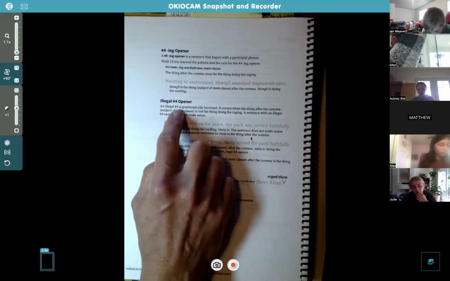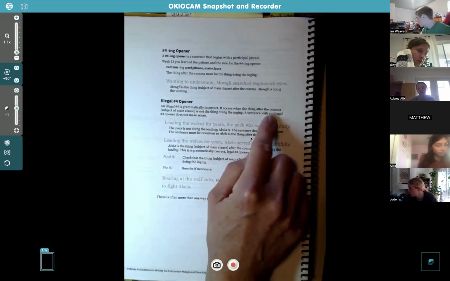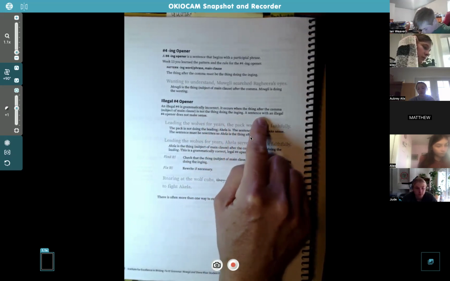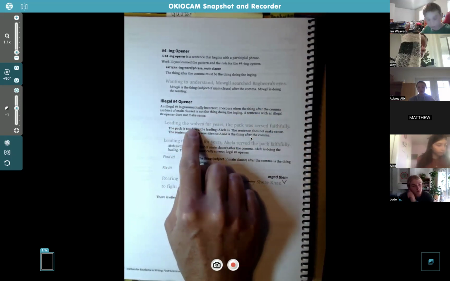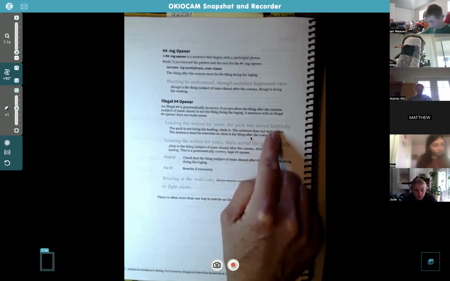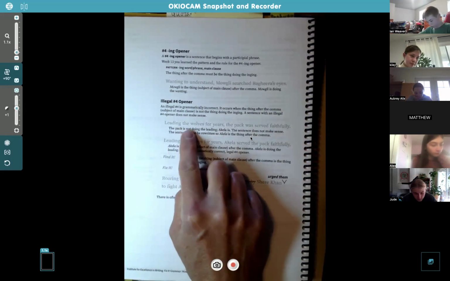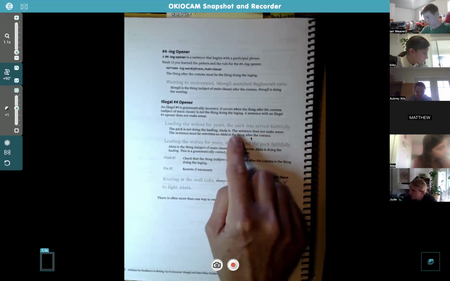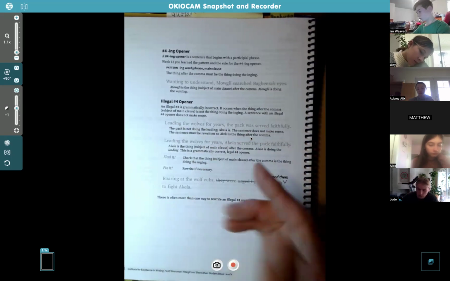There's an illegal number 4 opener, which is grammatically incorrect. It occurs when the thing after the comma, the subject of the main clause, is not the thing doing the inging. A sentence with an illegal number 4 opener does not make sense. For example, leading the wolves for years, the pack served faithfully. The pack is not doing the leading. Aquila is. So leading the wolves for years, the pack was served faithfully. The sentence does not make sense because it's not talking about the pack leading. It's referring to Aquila leading.